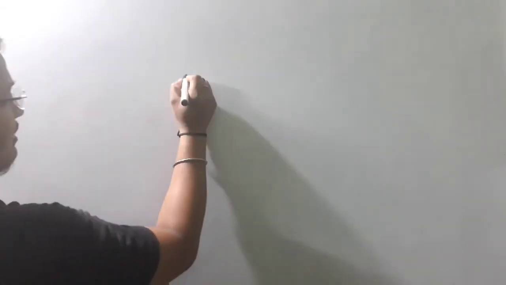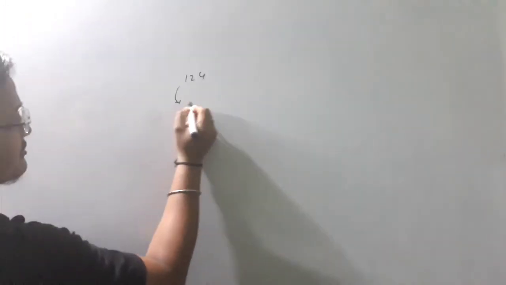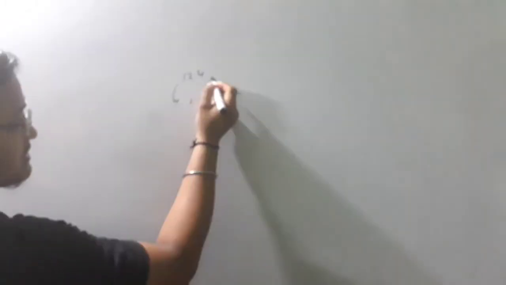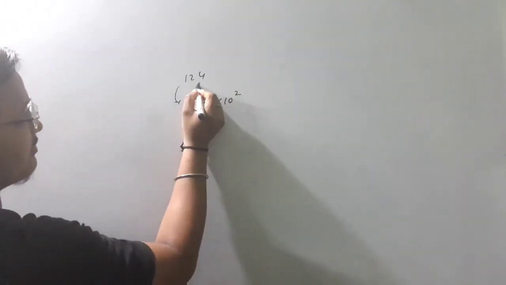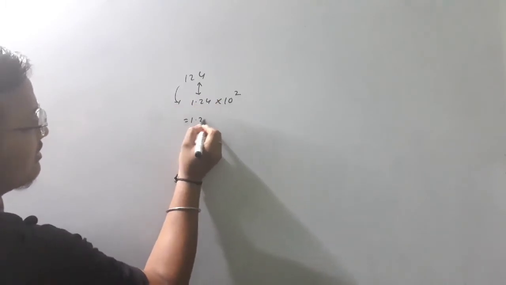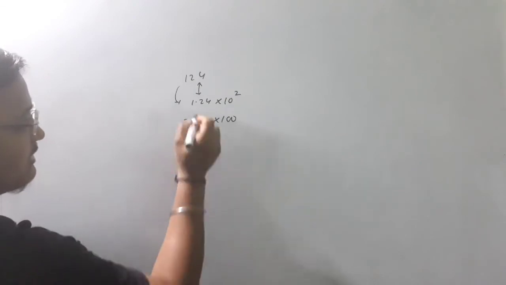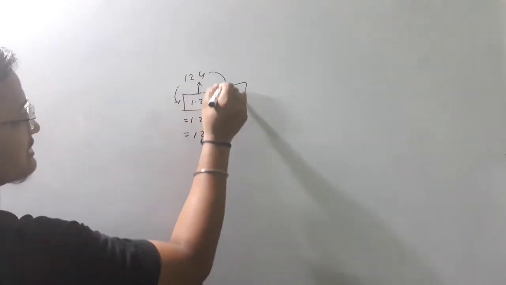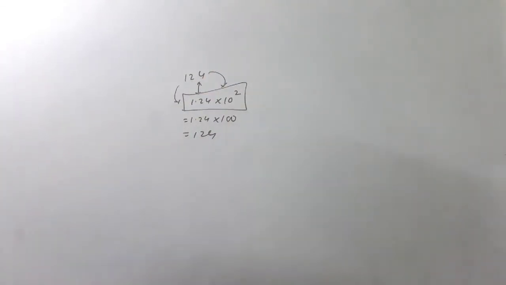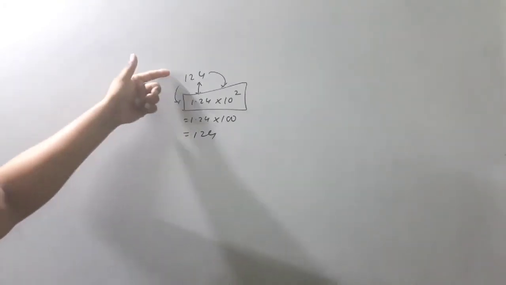Look, suppose consider 124, right? Now if I express this number in the form of scientific notation, it will look like this. Now this is also the same number. These two have no differences, right? If you multiply 1.24 with this 100, you will have the same value, isn't it? That means here we are just expressing this particular number in a different form, right? That's the difference.